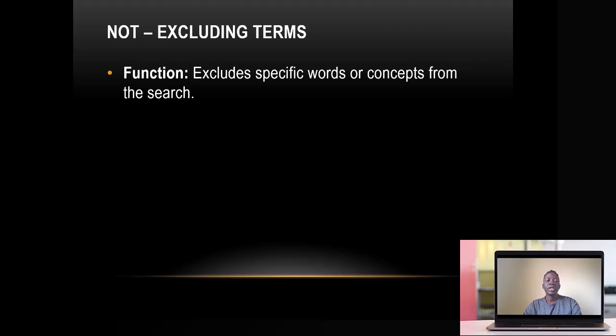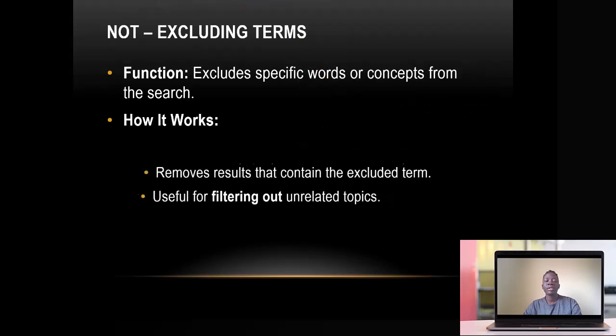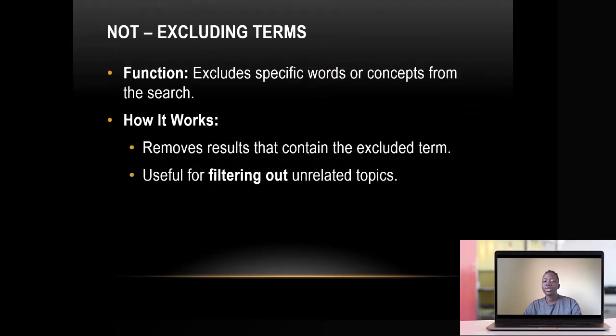So let's see how it works also. So here is the way it works. One, it removes the results that contain the excluded term. That is the first thing it does, as stated in the examples that I gave you. If I say A not B, I'm going to get only results containing A, but the ones of B will be excluded completely. Then the second way it works is that it is useful for filtering out unrelated topics.